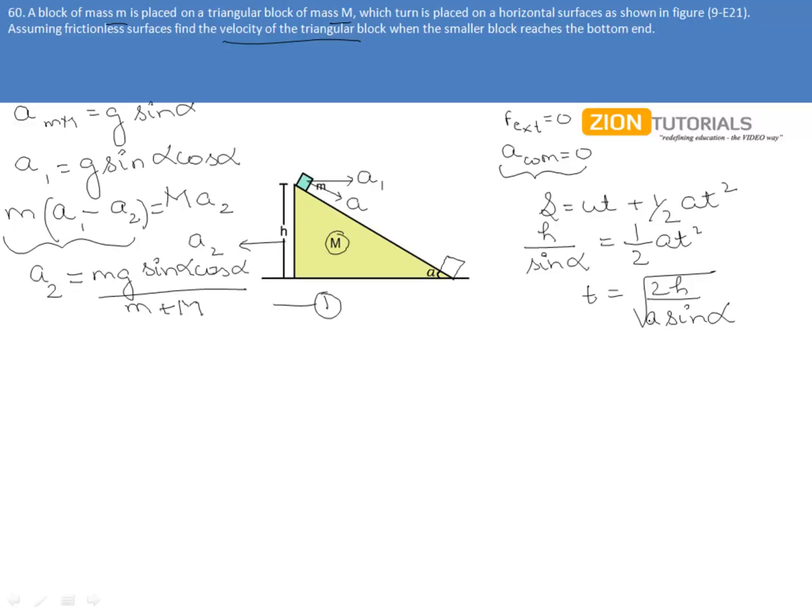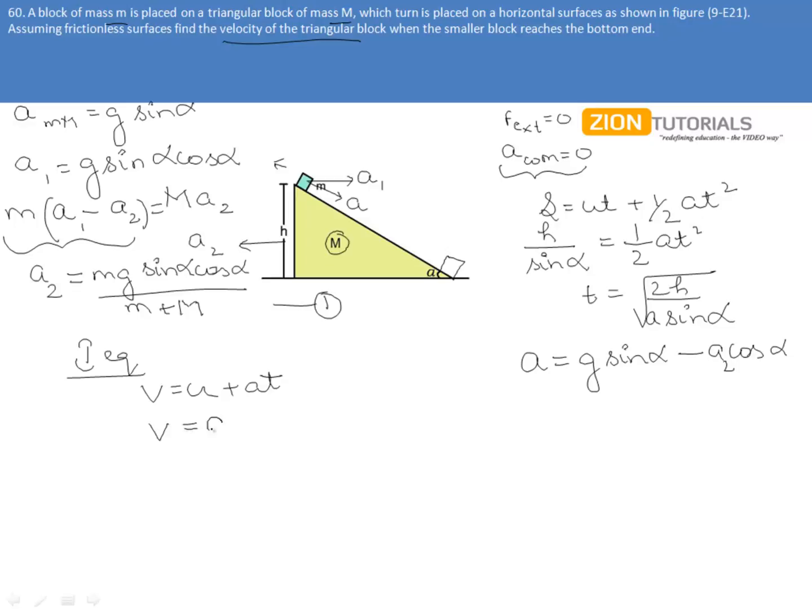Now a is actually the acceleration along the wedge in the downward direction with respect to ground. So what's a? A is basically g sine alpha, that is with respect to this wedge in the downward direction, then minus a2 cos alpha, because a2 is this, so cos alpha will be here. So g sine alpha minus a2 cos alpha gives me the acceleration a. Now I can employ the first equation of motion for this capital M block, that is v equals u plus at.